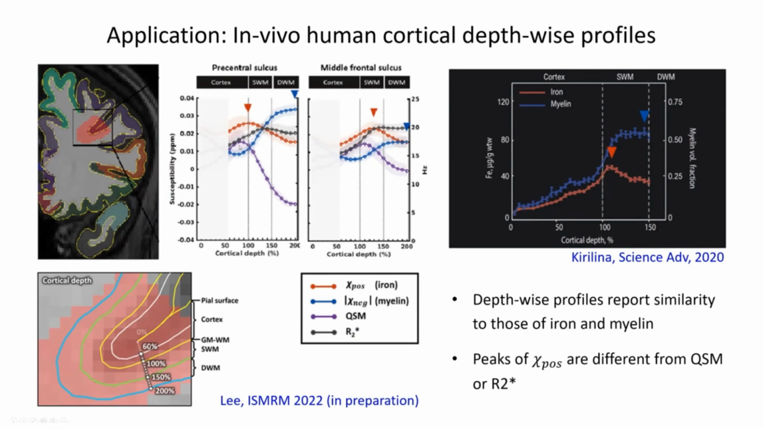On the other hand, if you look at the profiles of QSM or R2 star, they don't really match the chi positive profiles. So I believe there are variations that are influenced by the myelin contribution on those data sets.